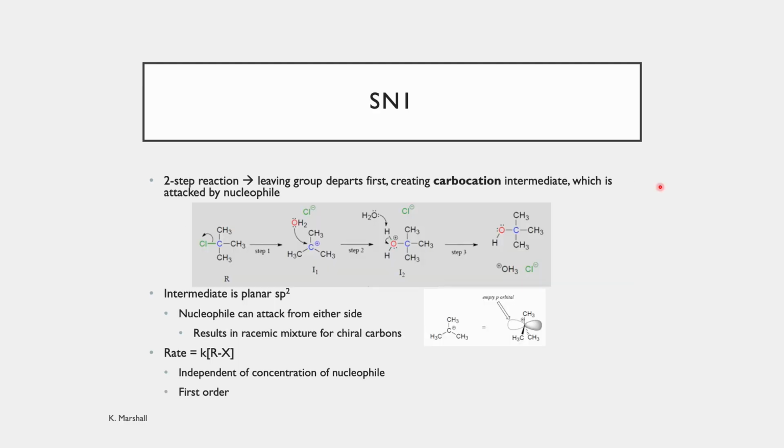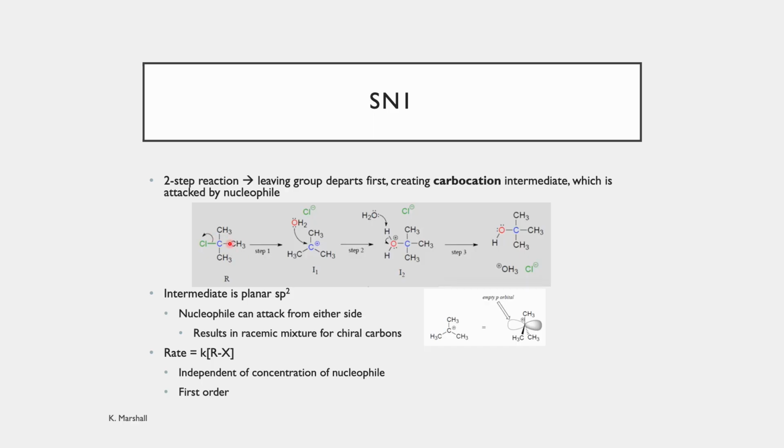So SN1 reactions are two-step reactions where we create a carbocation through solvolysis, which is where the solvent assists in removing the leaving group. After the leaving group has departed and thus created the carbocation intermediate, the nucleophile will attack the carbocation to form the final product.